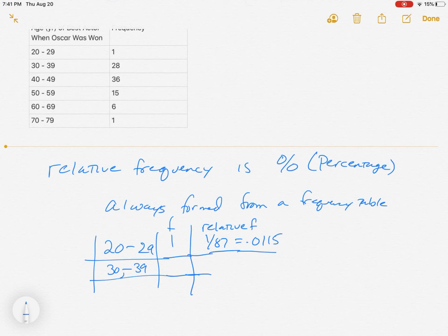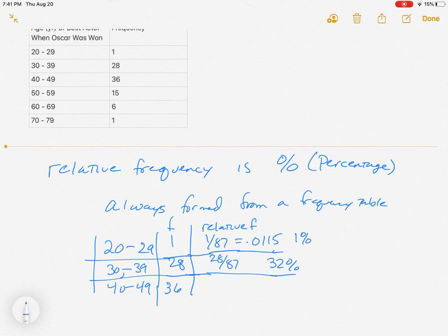Now, it's up to you how you want to round. There's no consistency in our book. I would say that this is about 1% of the data, and that's what I would report. Then 28 out of the 87 values are here, and 28 divided by 87 is 32%, rounded. And you'll just keep doing this all the way down. That's what a relative frequency table is.